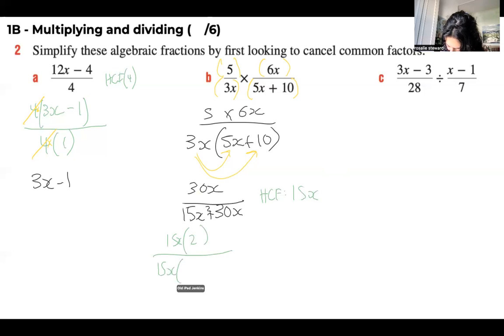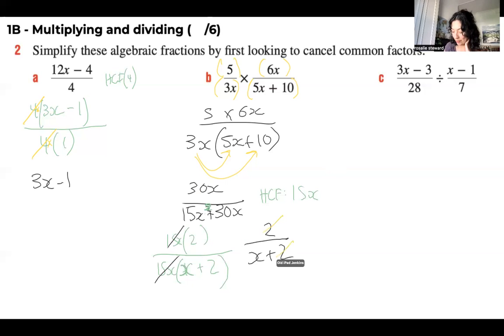15x divided by 15x is simply 1. 30x, or 1 squared, I should say, or x, because it's an x squared term up here, which I very stupidly ignored. 30x divided by 15x is just 2. So that leaves you with a final answer of, you can cross out those factors because they're the same, 2 over x plus 2.